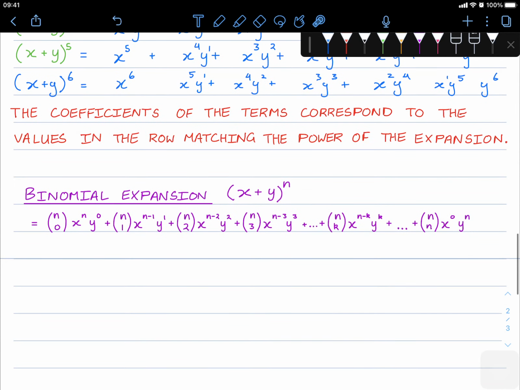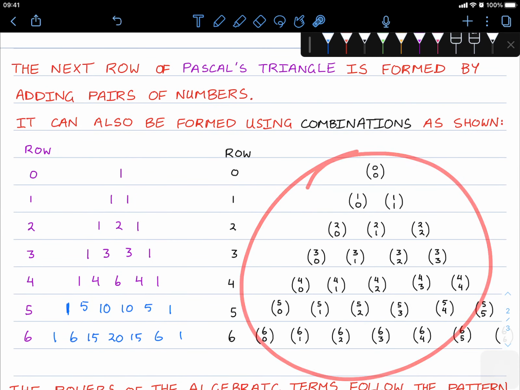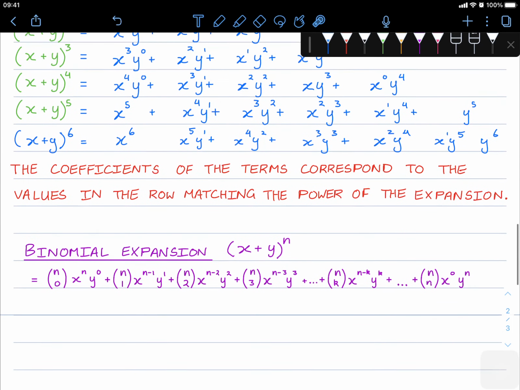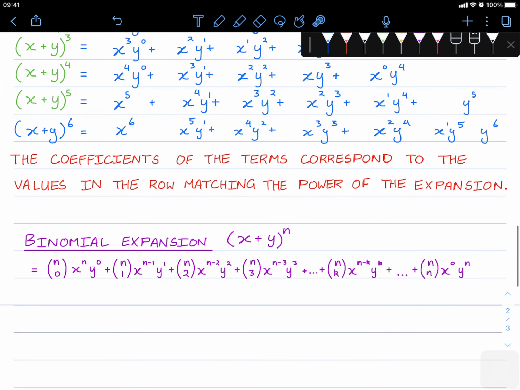Now, as for the coefficients, taking this definition here, whatever the value of n is, it's always on the top. Now, for what number term it is, we always start on 0. Well, really, it's matching the power of the y value. So n choose 0, n choose 1, n choose 2, n choose 3, and so on.